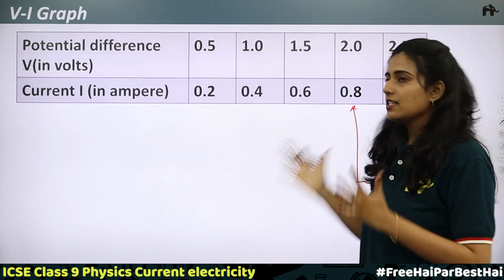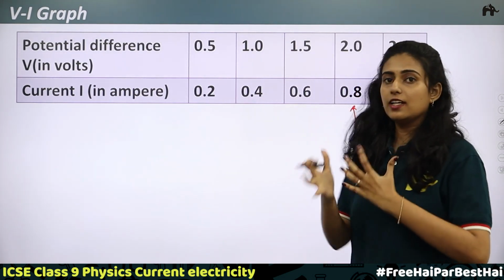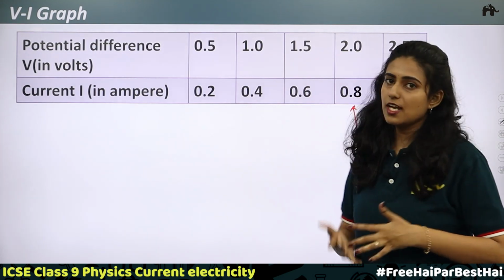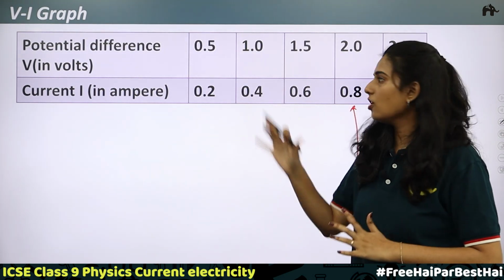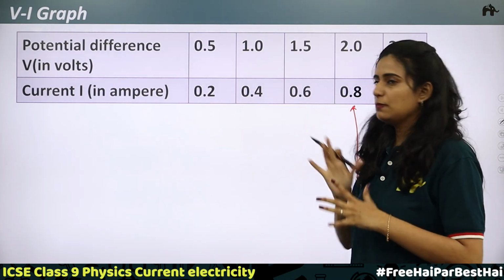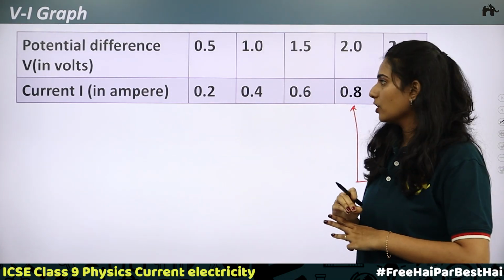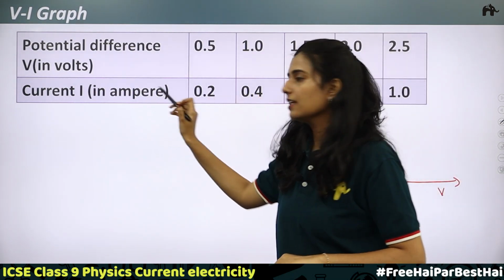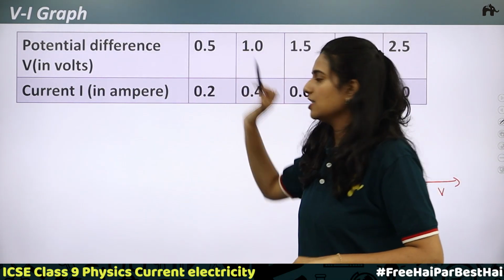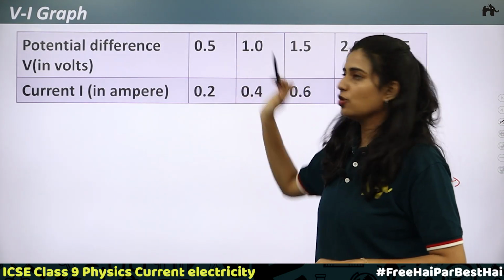Consider a circuit in which current is flowing. The circuit contains an ammeter, a voltmeter, a rheostat, a bulb, a switch, whatever is required in an electric circuit. When the key is plugged in, current starts flowing. You note two values: the current value and the potential difference value. So we got 0.2 and 0.5.